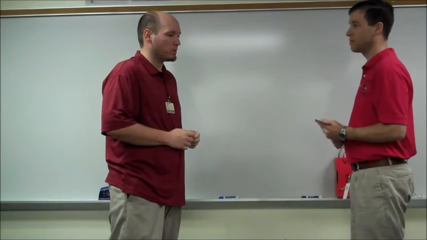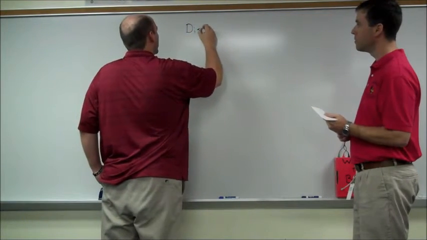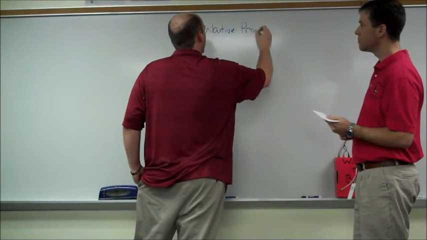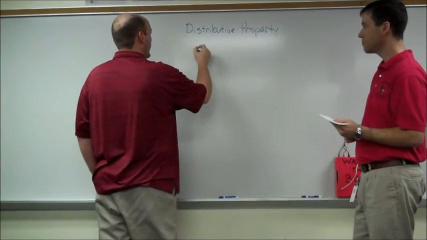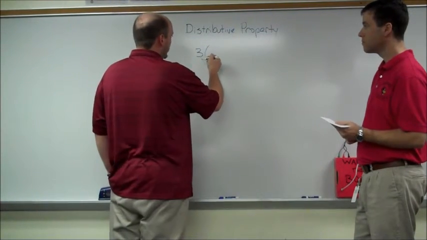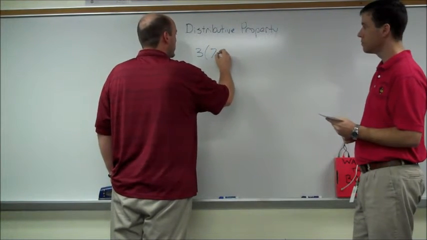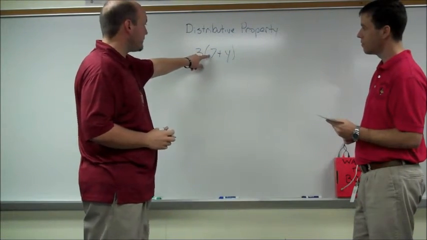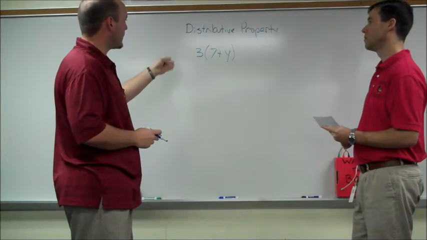One of the big ones that we talked about was the distributive property. What was the distributive property about? The distributive property tells us that when we have a number outside the parentheses, in front of the parentheses like you see right here, and some different terms inside the parentheses, like maybe 7 plus y, I have to distribute this 3 to the 7 and the y. Distribute means to pass out, so I'm going to make sure that the 3 gets multiplied by the 7 and the y.